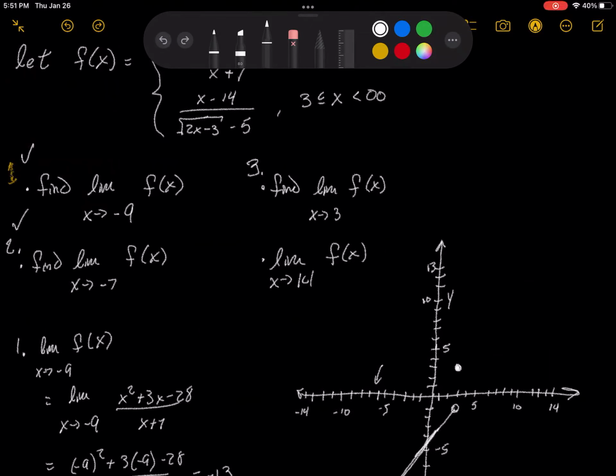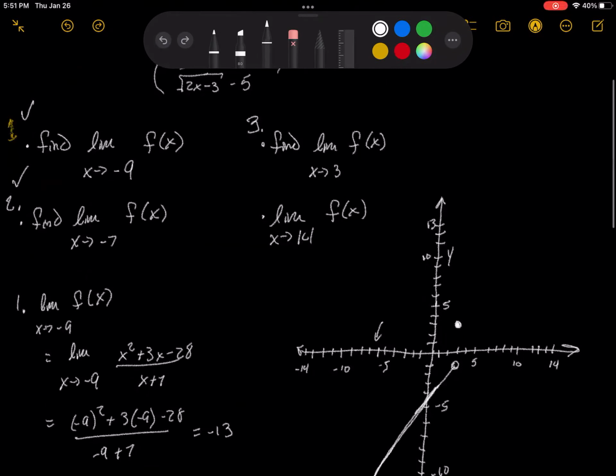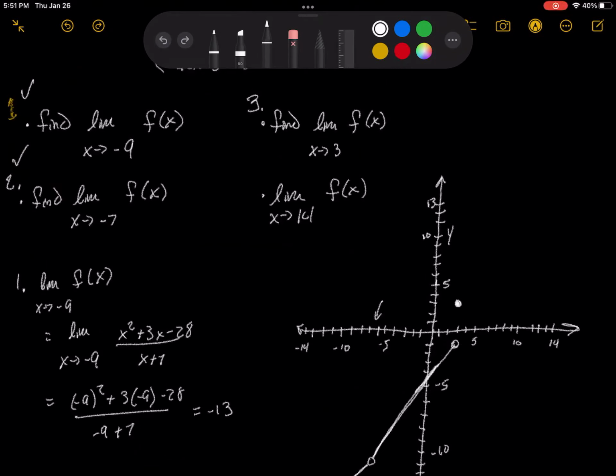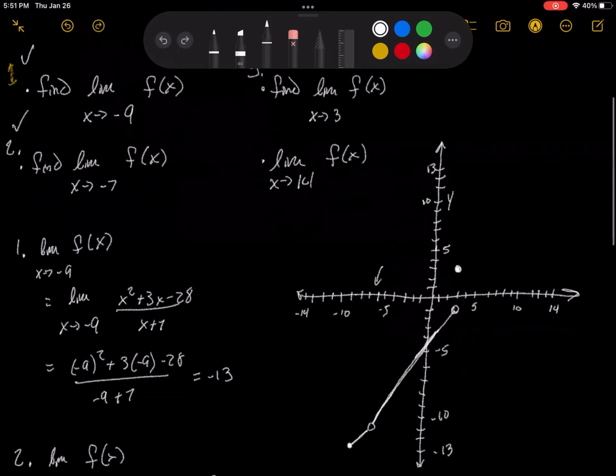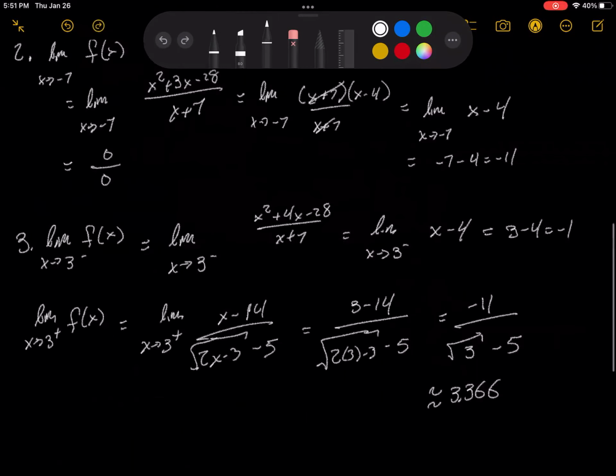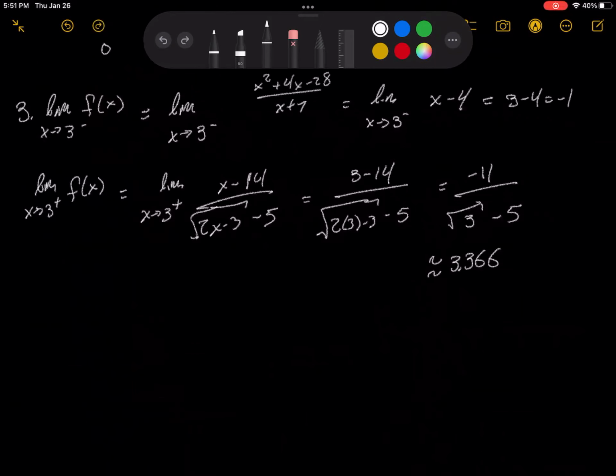All right, but notice what that means about the limit as x goes to 3. If I approach 3.366 from the right and minus 1 from the left, then I get two different real numbers for my limit. The limit does not exist. Right. This answer is not equal to that answer.